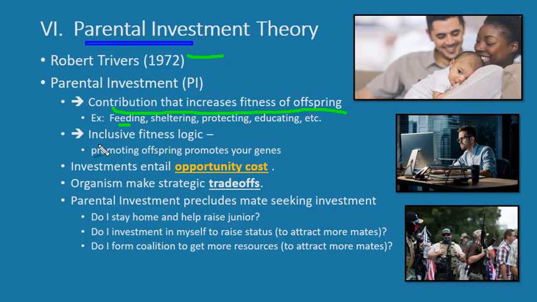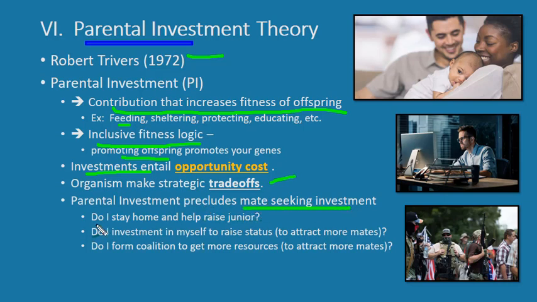So there's obviously an inclusive fitness logic here that by promoting your offspring, you're actually promoting your own genes. But it also suggests that there's this opportunity cost. An opportunity cost is just if I spend my money on watching movie A, I don't have the same money to spend on watching movie B. So it forces organisms to make trade-offs. So parental investment precludes, for example, mate-seeking investment.